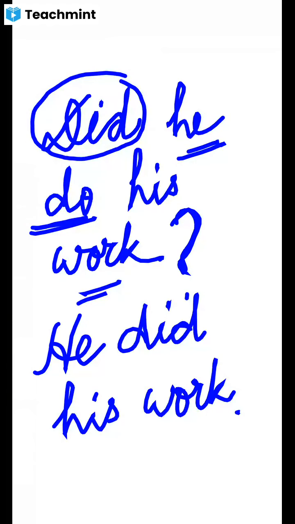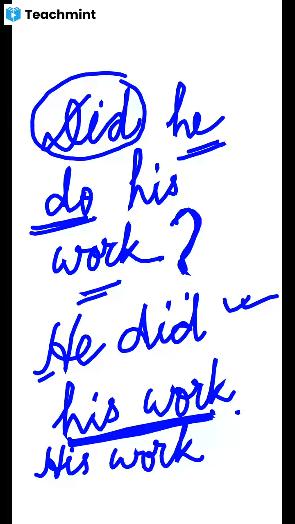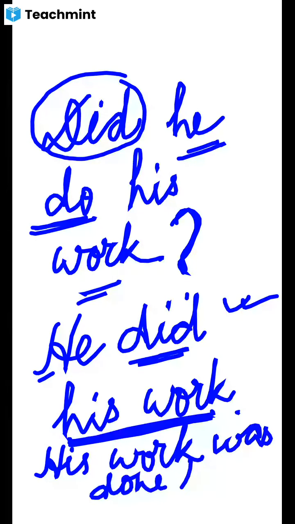If you change it into passive voice, you know that this one is in active voice because the subject is active here. He did his work. What is the object here? His work. Was done by him. Yes, his work was done, because here did is there.